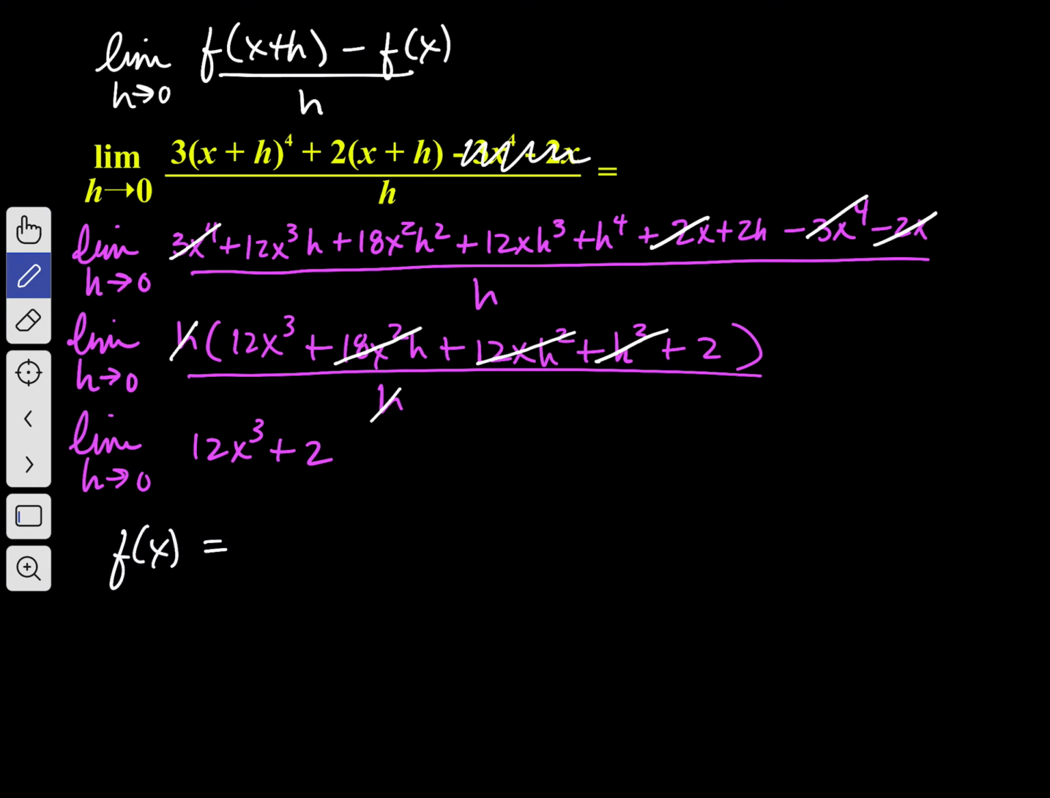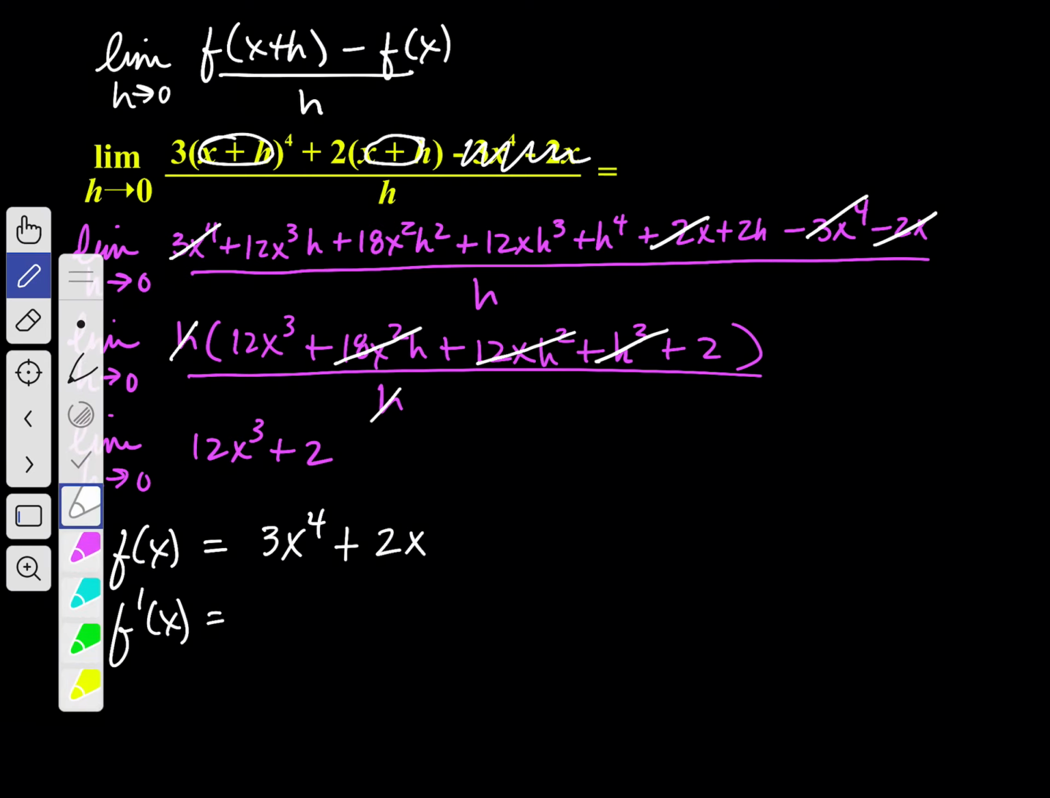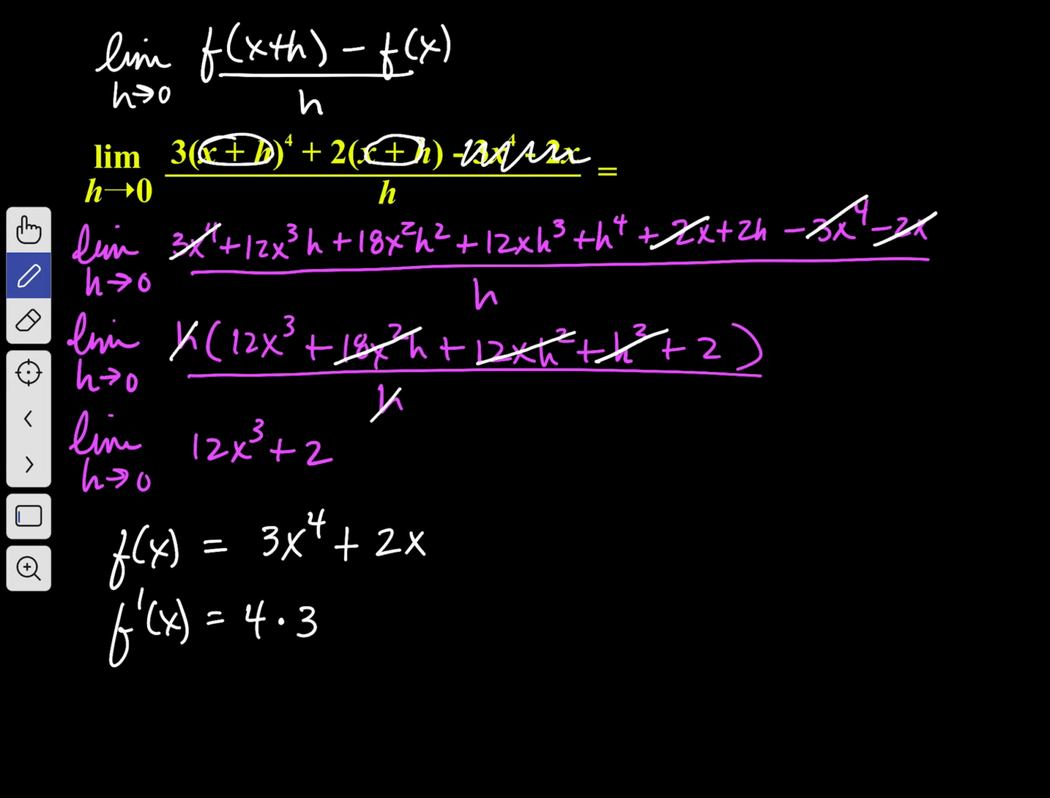Well, f of x is equal to, remember, we're plugging in the x plus h, so it'd be 3x to the fourth plus, again plugging in the x plus h, 2x. Now, if we apply the power rule, we take the exponent, bring it in front, so this is going to be 4 times 3, and then we subtract 1 from the exponent. 4 minus 1 is 3.